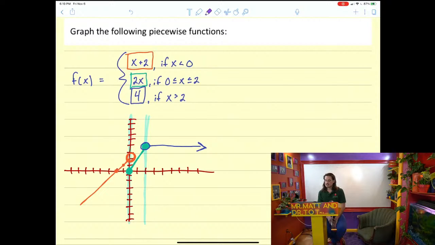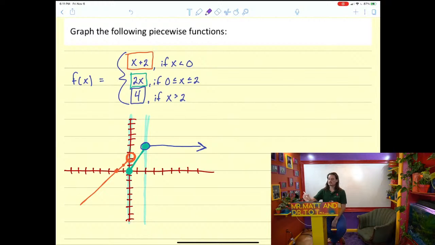So less than 0, exclusive because x is less than 0, so we're going to have a hollow dot when x is equal to 0. When we plug in 0 for x in x plus 2, we get 0 plus 2. So when x is equal to 0, y, or f of x, is equal to 2. So we have a hollow dot occurring at 0, 2.